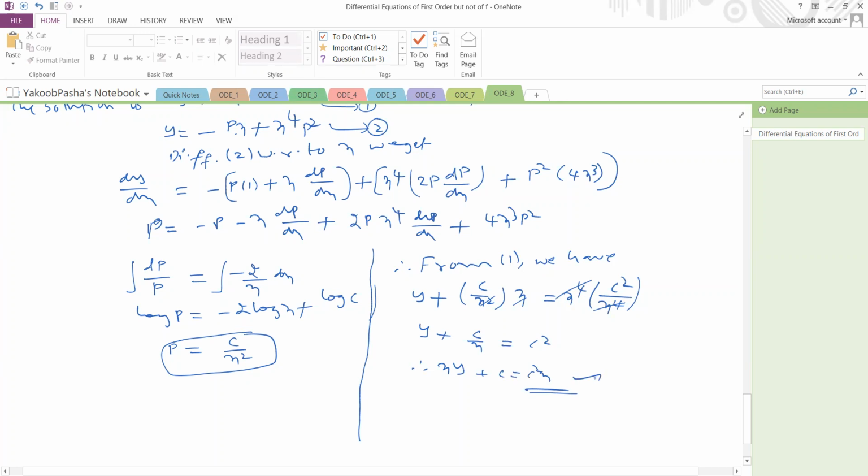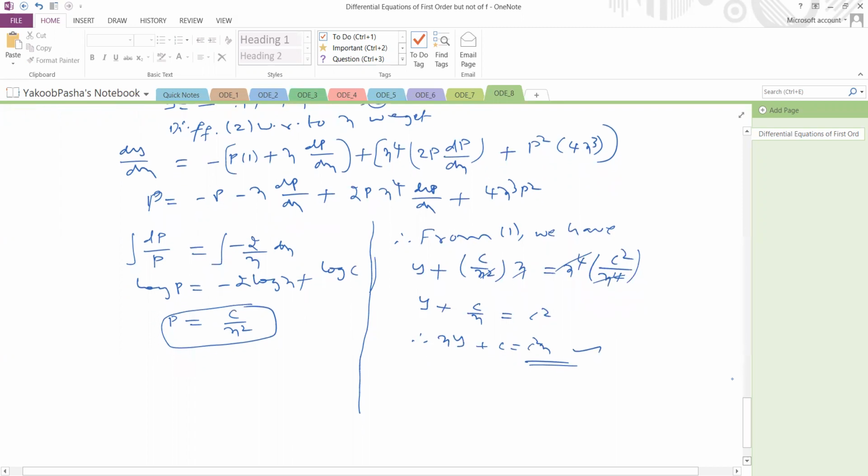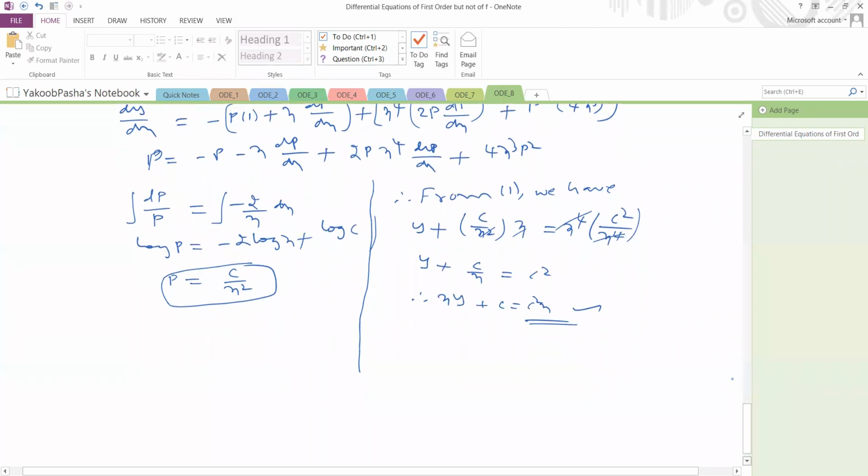Okay, not many questions come from solvable for y and solvable for x. That's why I'm taking only one example.